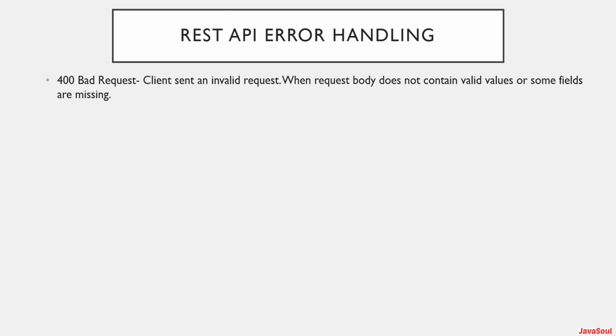In the last video, I told you about the 400 bad request error. As I told you, when the client sends an invalid request, we have to return a response with status code 400, with some proper message. Let me show you how we will send it.